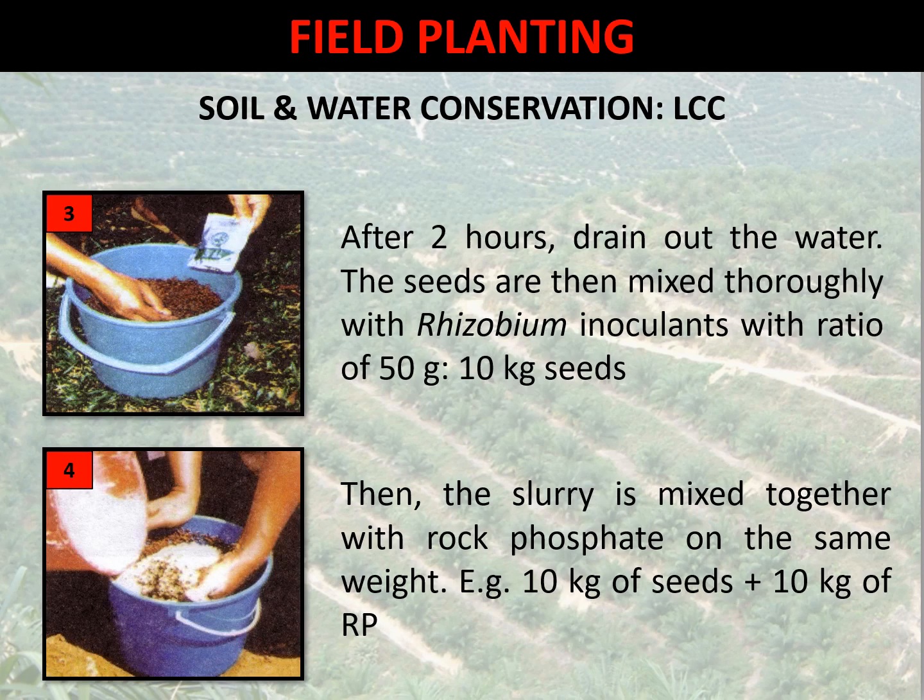The seeds are then mixed thoroughly with rhizobium inoculants with a ratio of 50 grams to 10 kilograms of seeds. Then, the seeds are mixed together with rock phosphate of the same weight. For example, 10 kg of seeds will require 10 kg of rock phosphate.